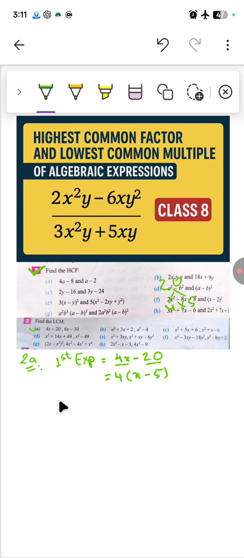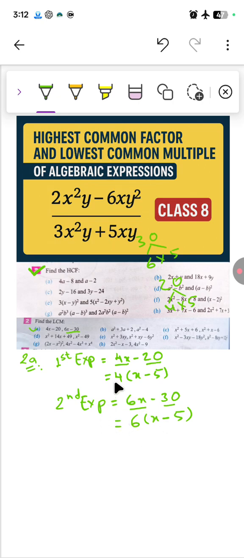Now let us go to the second expression. Second expression, we see 6x minus 30. In 30 we know 6 is present, 6 multiplied by 5. So we may take 6 as common between 6x and 30, and the remaining terms, let us write inside the bracket.